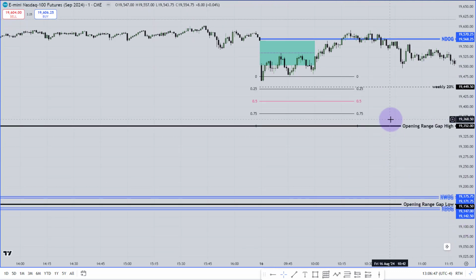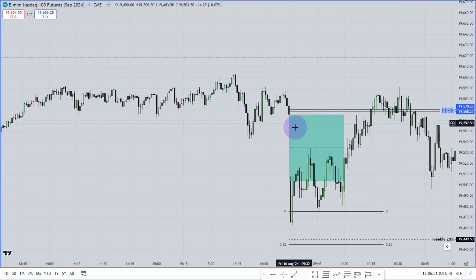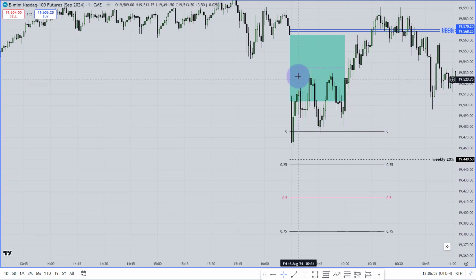This was the opening gap, and this was the range. Here, this is your opening gap, and your opening range is from here to here. Because in the time frame 9:30 to 10, this is the highest high, this is the lowest low. So you are going to mark those two lines, those range as an opening range.